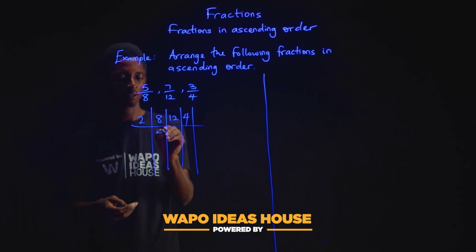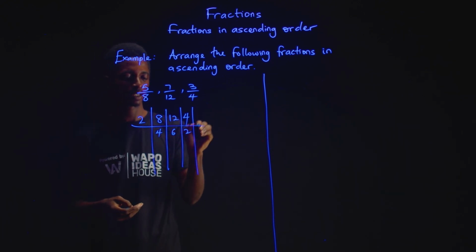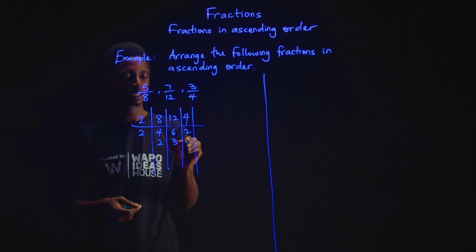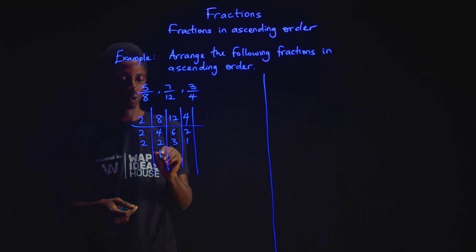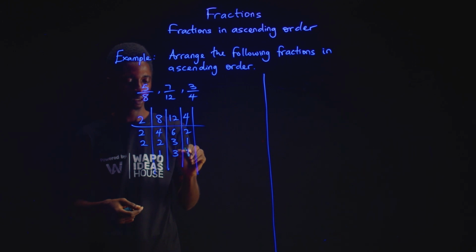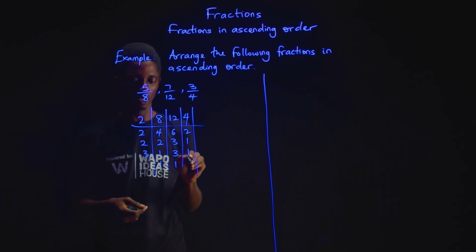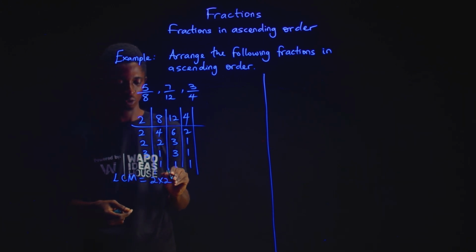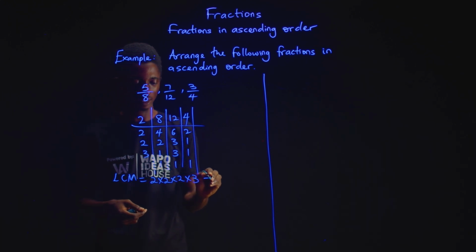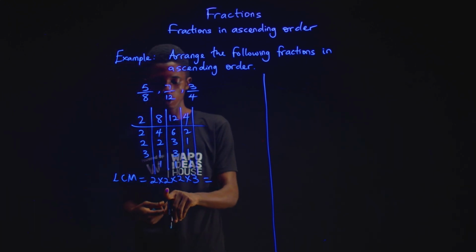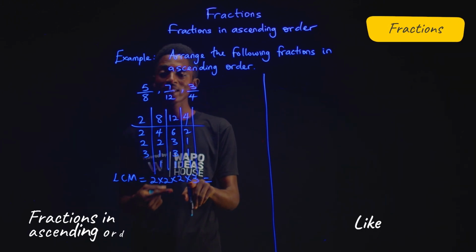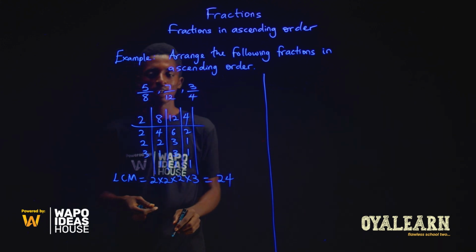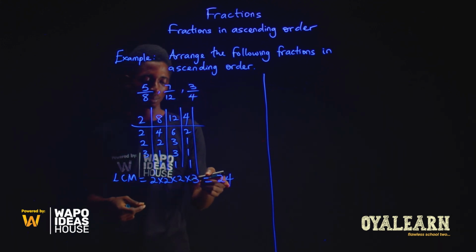2 can go here 4 times, here 6 times, here 2 times. 2 is still a factor, here 2, 3, 1. Then 2 will go 1, 3, 1, and then 3, 1, 1, 1. Making our LCM to be 2 times 2 times 2 times 3. 2 times 2, that's 4. 4 times 2, 8. 8 times 3 is 24. That's our LCM, 24. Now we multiply each of the fractions by the LCM.